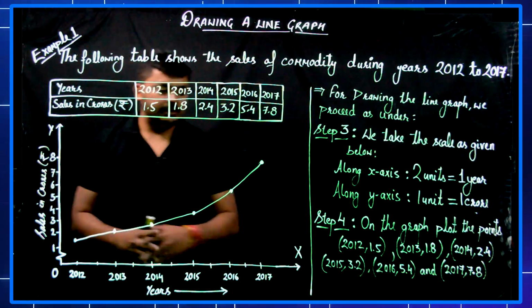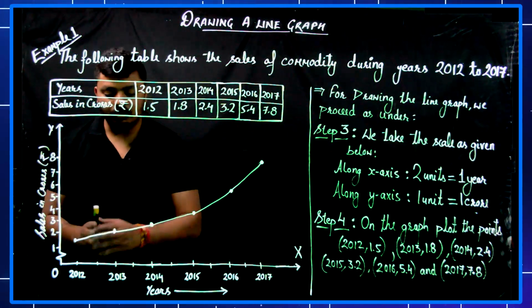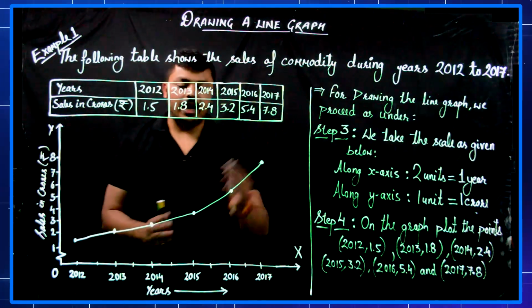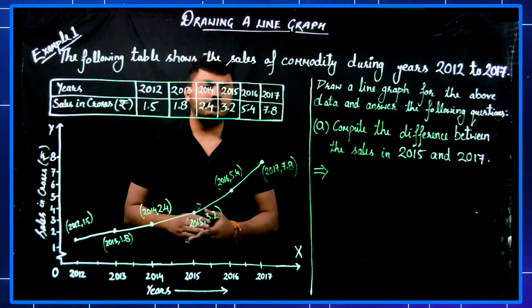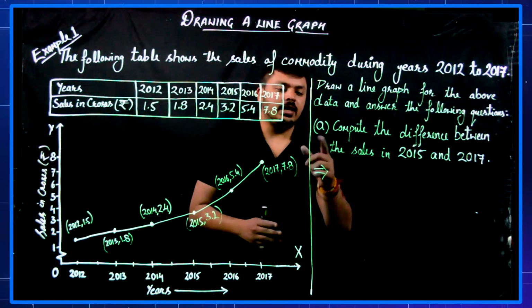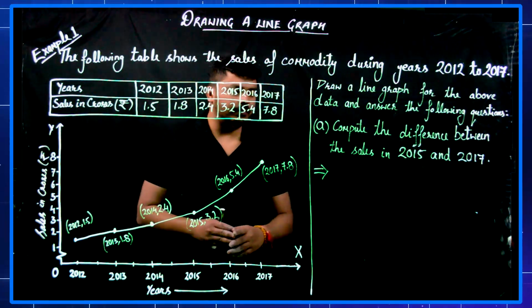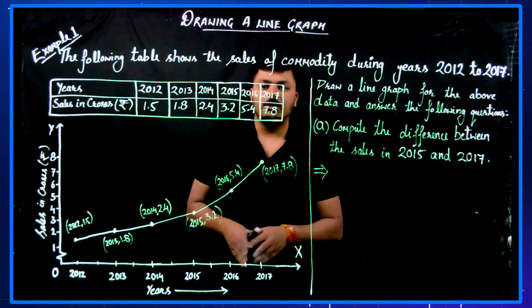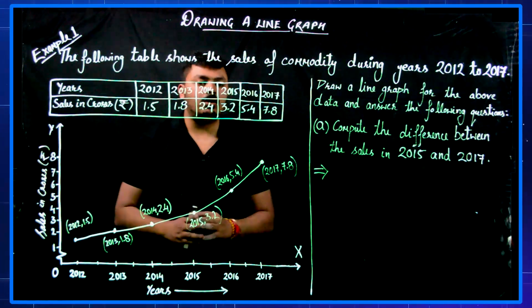Next, in step 5, we have joined all the points that have been plotted to obtain a line graph. Here are some questions based on the graph. So our first part A is: compute the difference between the sales in 2015 and 2017. So what was the difference between the sales of 2017 and 2015?